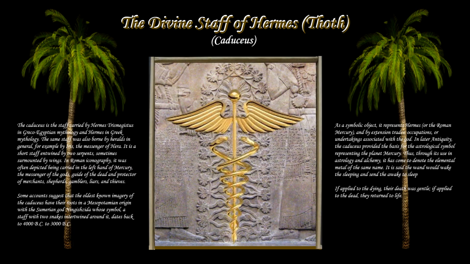Some accounts suggest that the oldest known imagery of the caduceus has its roots in a Mesopotamian origin with the Sumerian god Ningajida, whose symbol, a staff with two snakes intertwined around it, dates back to 4000 BC to 3000 BC. In astrology and alchemy, the caduceus was associated with the elemental metal mercury. It is said that the caduceus wand would wake the sleeping and send the awake to sleep. If applied to the dying, their death was gentle. If applied to the dead, they returned to life.